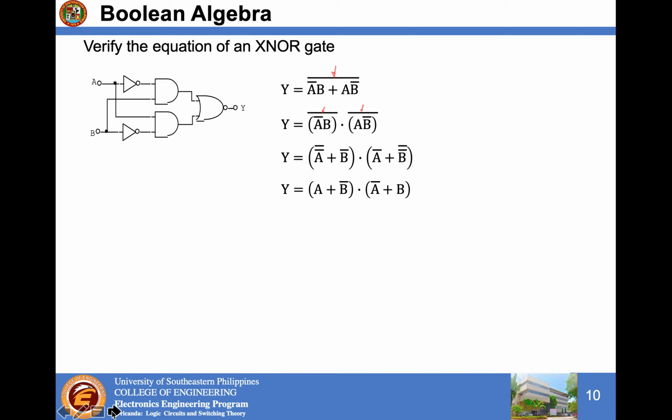Then we have to distribute. So we have A bar A or A B or A bar B bar or B bar B. Applying the complementary law, that is equivalent to AB or A bar B bar. So this is now the equation for this circuit, a circuit that is equivalent to an XNOR.